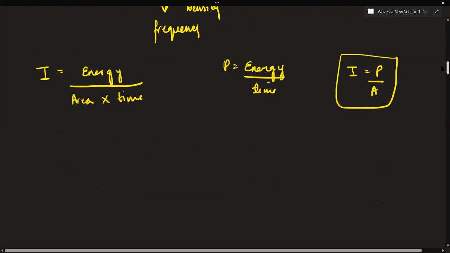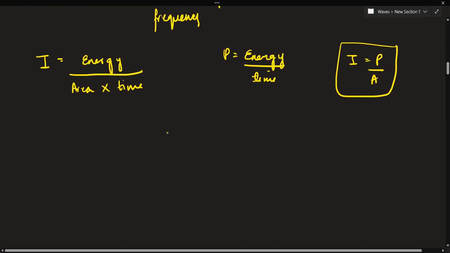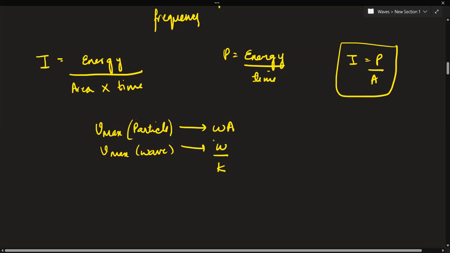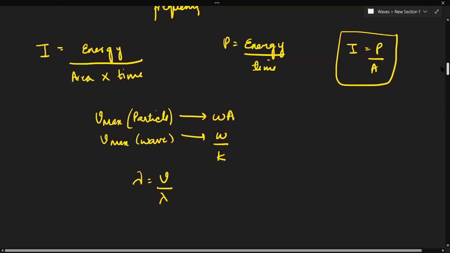So the conclusion for the wave velocity and the particle velocity. See, the maximum particle velocity is given by omega A, and the maximum wave velocity is given by omega divided by k. So you might use this. Also, frequency is given by velocity divided by lambda. So whenever this is required, you use it.